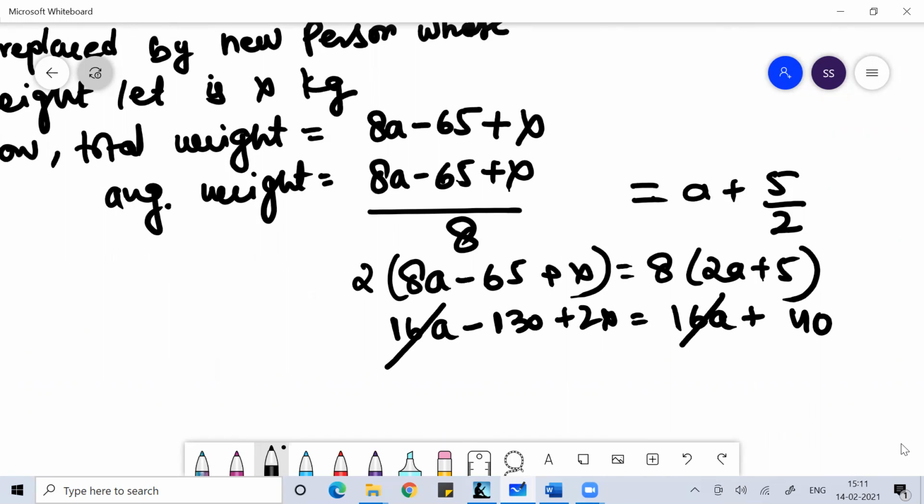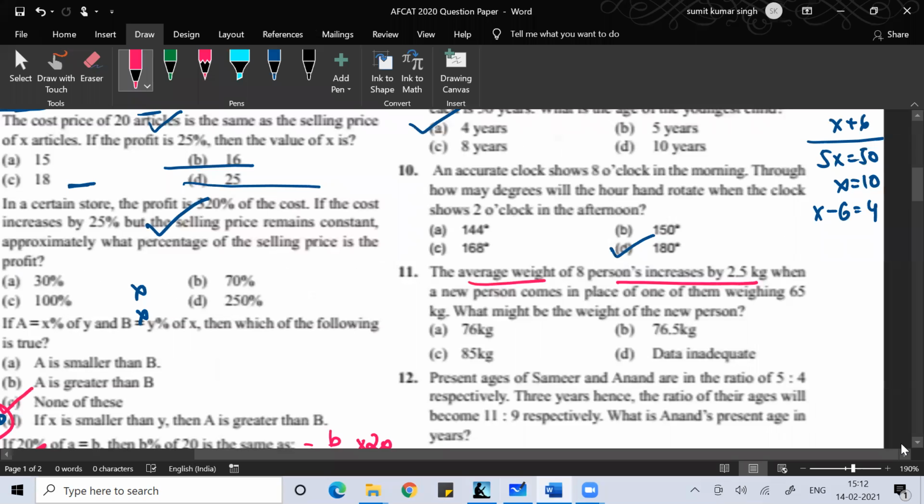So 16A gets cancelled. So I can write 2x is equal to 170. Okay, so the value of x is equal to 85. Correct. So the value of x is equal to 85 kg. So what is the weight of the new person? That is 85 kg.